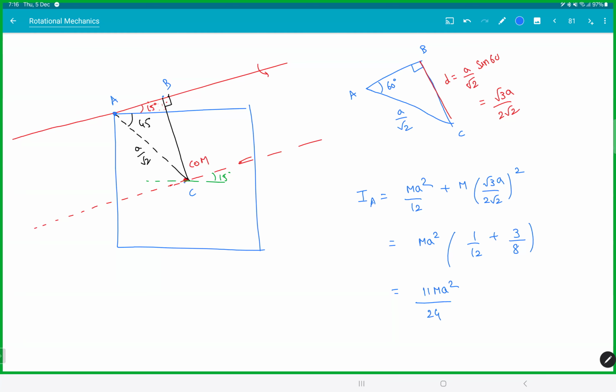Is this making sense, everyone? So the most common mistake is that a by root 2 is not the perpendicular distance. A by root 2 will be the perpendicular distance if the angle had been 45 degrees. Any doubts on this? Clear? Next one.